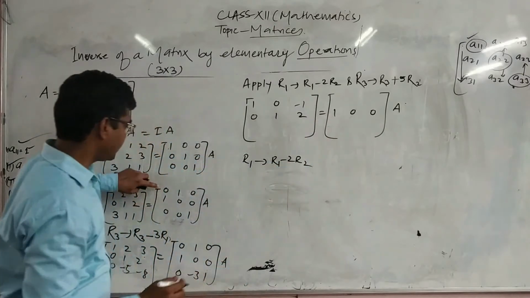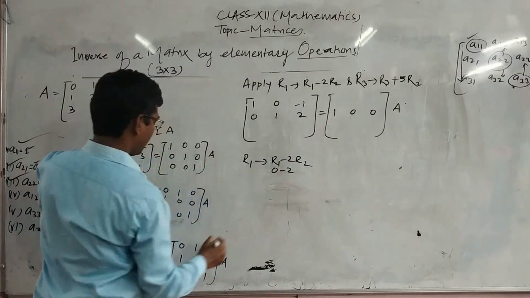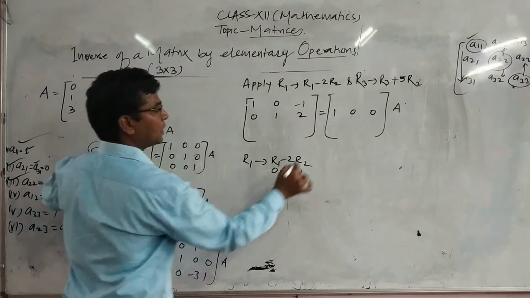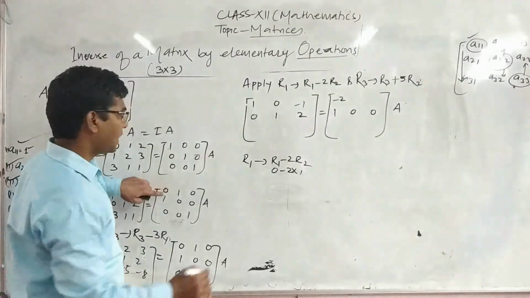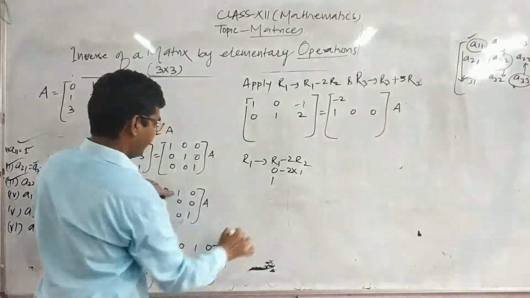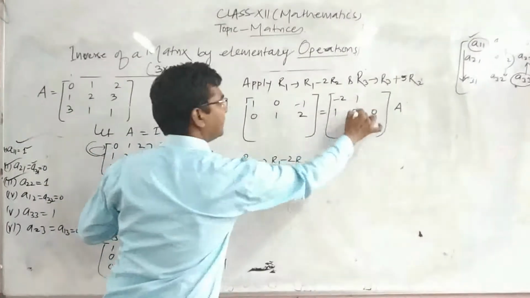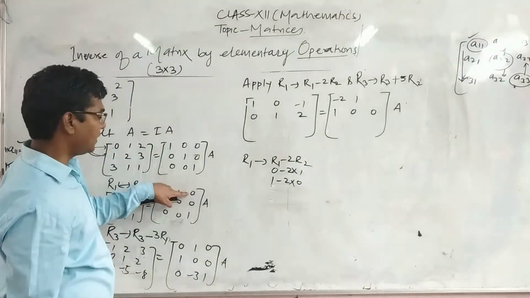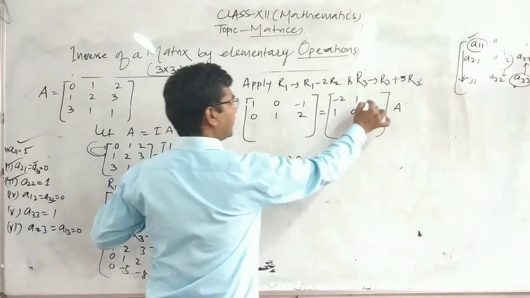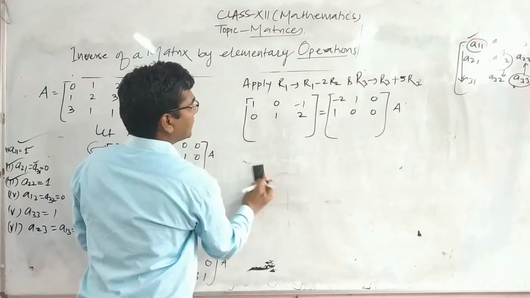From here you can see R1 is 0, minus 2R2 is 1, so what will be there? Minus 2. Yes or no? Again R1 is 1 and 2 into R2 is 0, so it will be 1. Yes or no? Similarly, here R1 and R2 both are 0, so definitely it will be 0. Right?